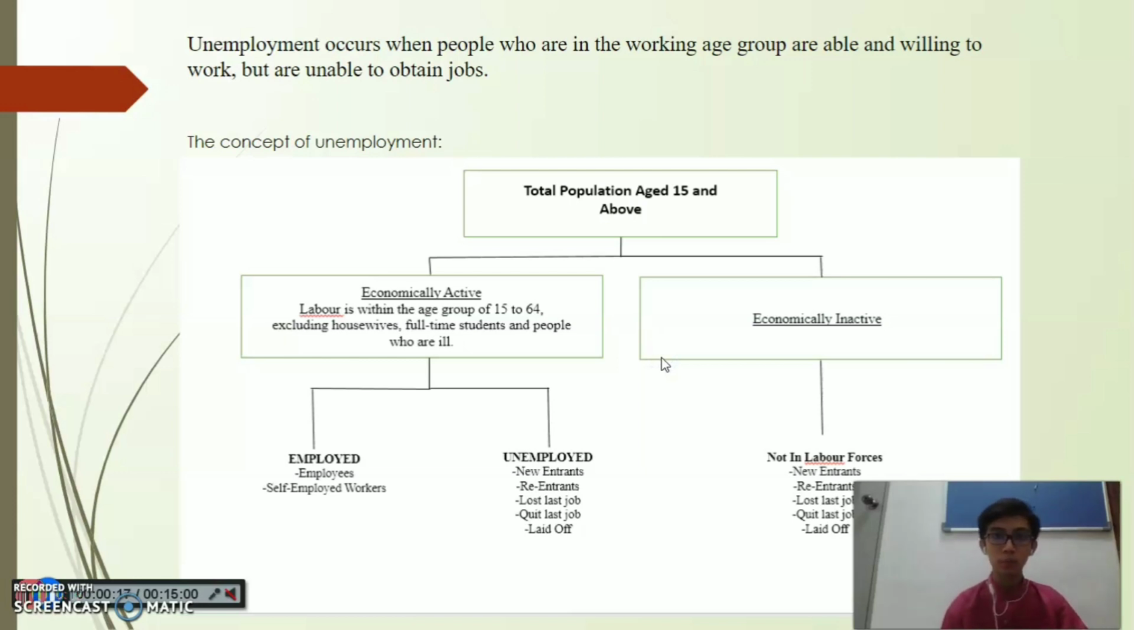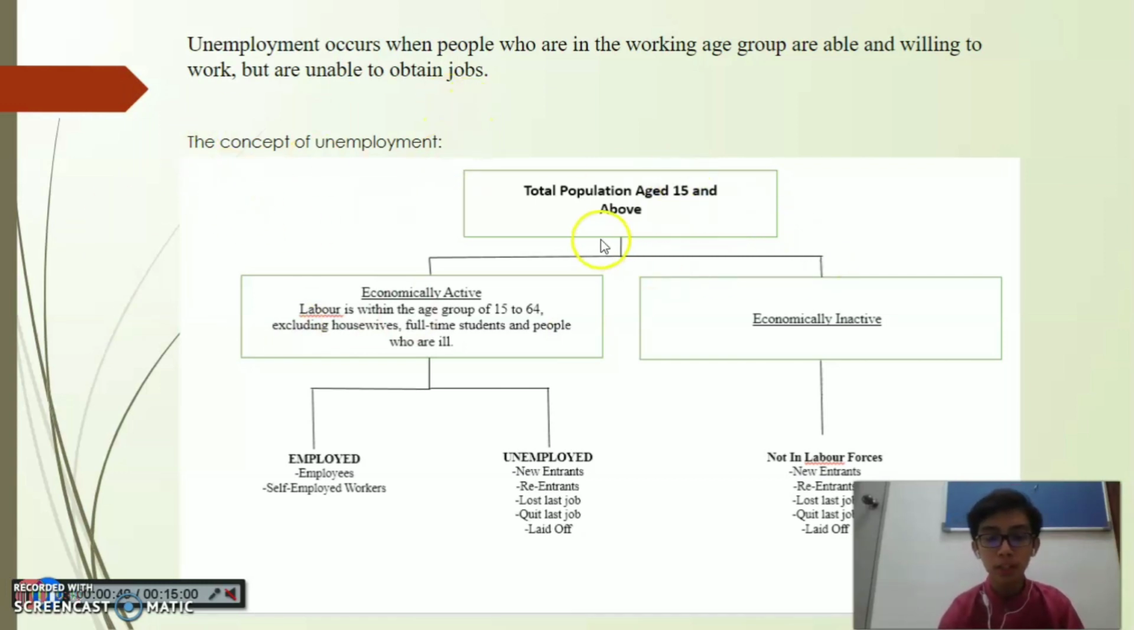Unemployment occurs when people in the working age group are able and willing to work but are unable to find suitable jobs. Unemployment represents the number of people in the workforce who want to work but are unable to get jobs. Unemployment is often used as a measure to gauge the health of the economy in a country. This figure is to help you fully understand the concept of unemployment.